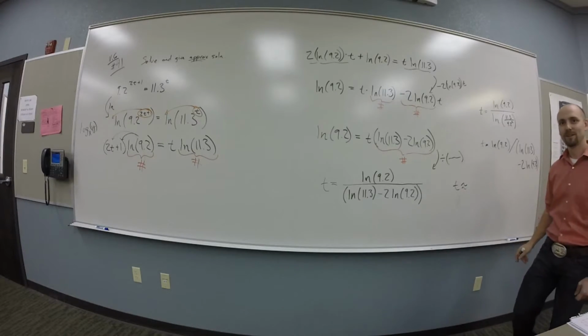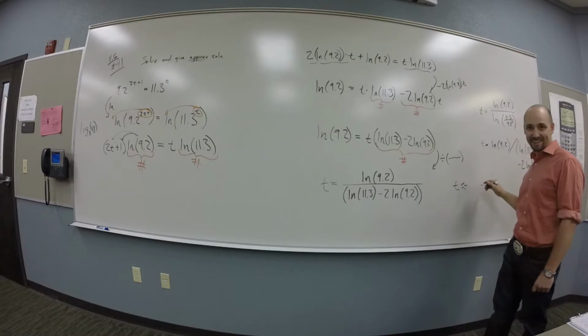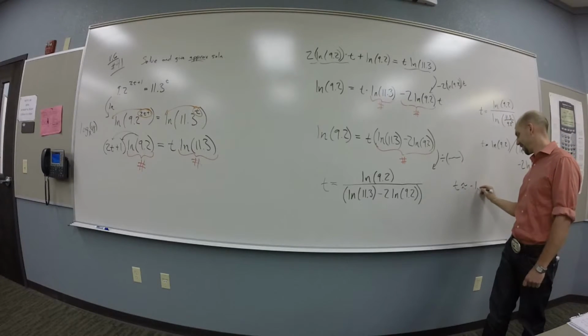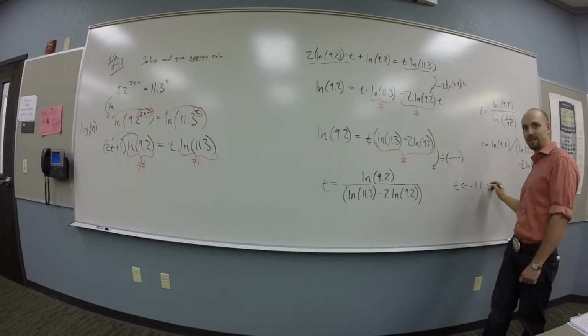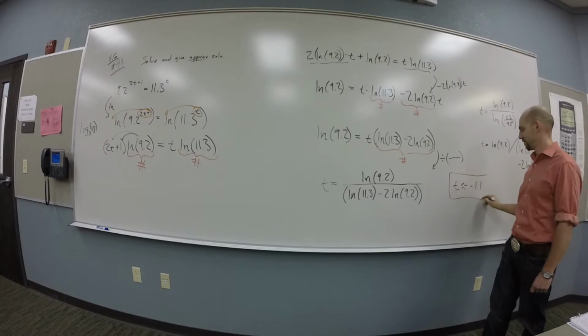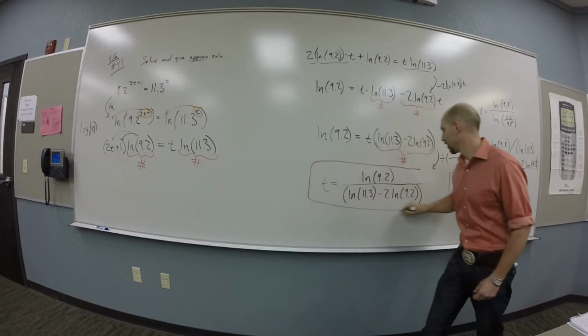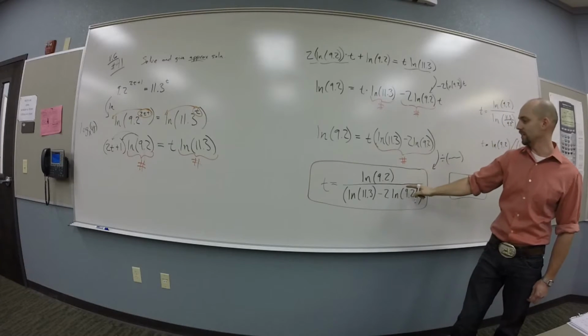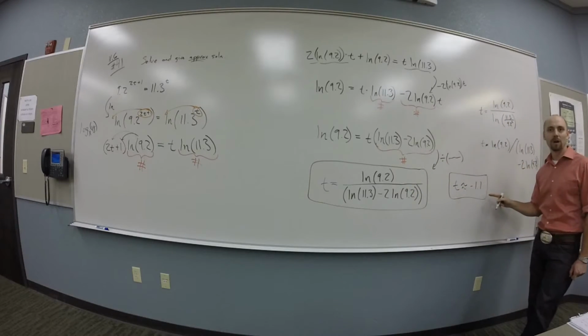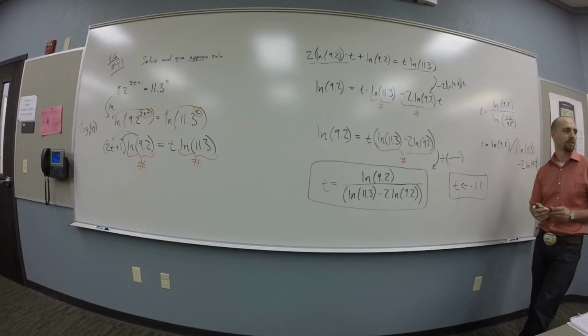Okay, so let's see what we got. Negative 1.1102-ish. Cool. So there's my 2 answers. I've got the exact answer and the approximately equals answer. I didn't get a negative? Let me see.